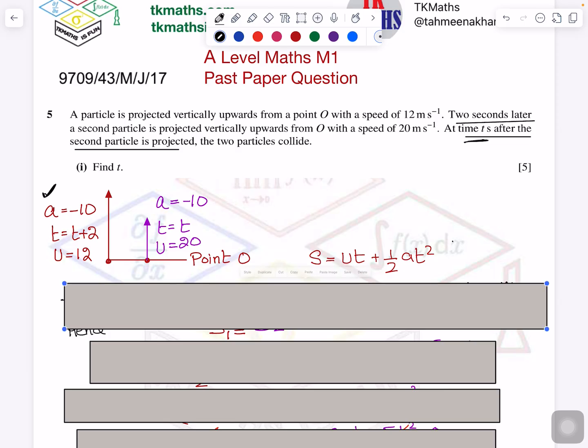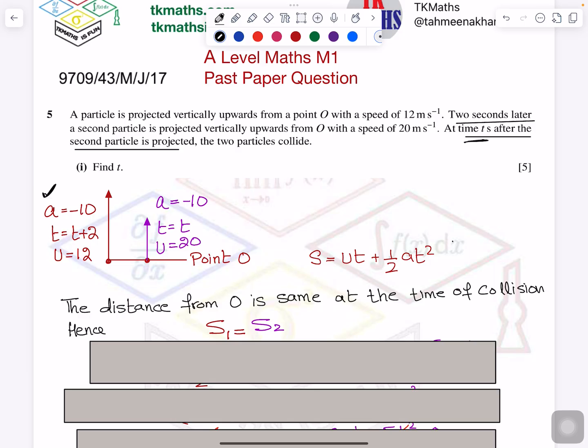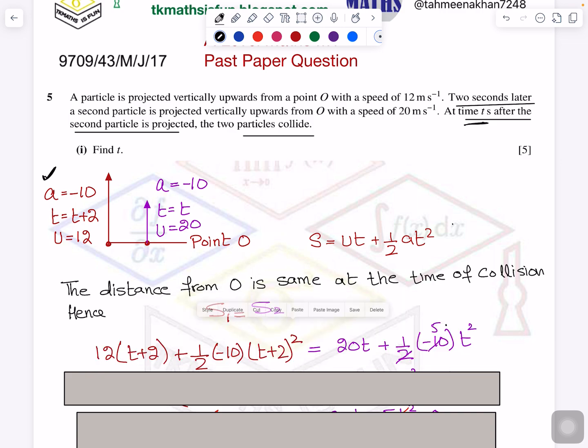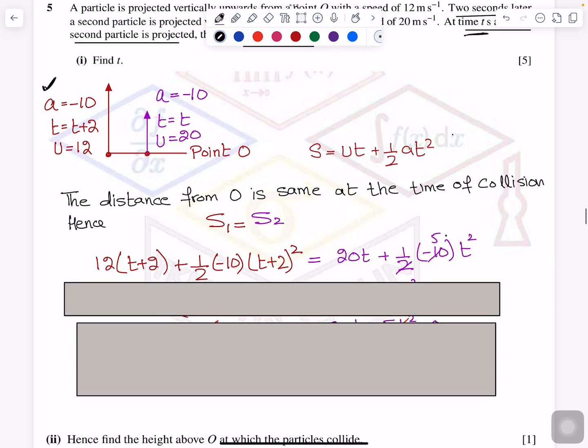Make sense? Because if the second particle was going 2 seconds later and I have to take it as T, then it means the first particle will be T plus 2. Okay. And here you have to find out T when the particles are colliding. Situation is almost same, only both the particles are thrown vertically upward, in this case from the ground. So when they are thrown vertically upward, in this case the distance from the ground is same for both of them, right? In the previous case it was not.